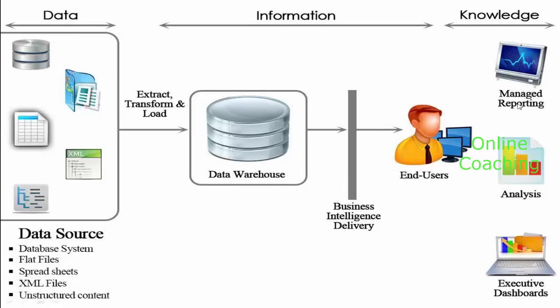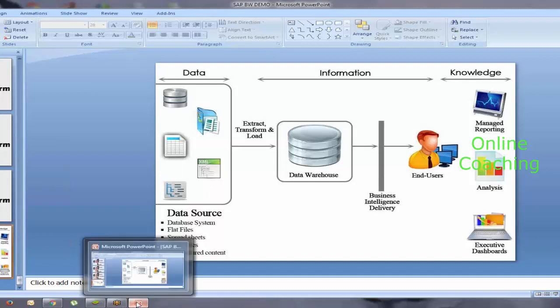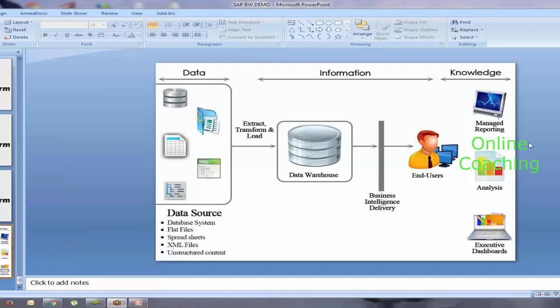How am I providing the reports? I'm providing the reports in different formats like tables, pie charts, graphics, dashboards, etc. This is called a simple data flow. How is the data moving, and from where? From the data source to BW to the end user. This is called the simple data flow in SAP BW.